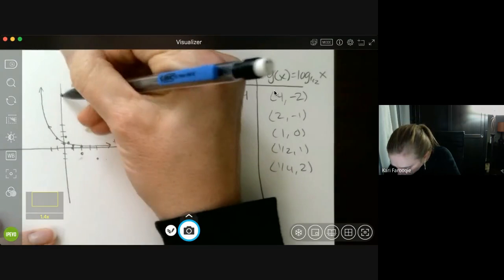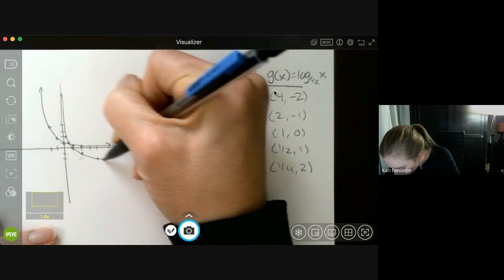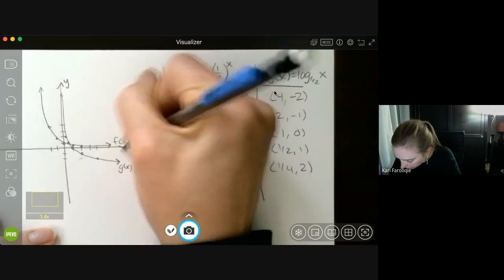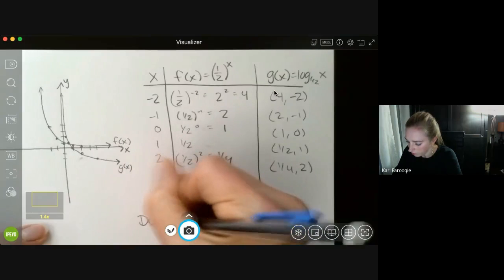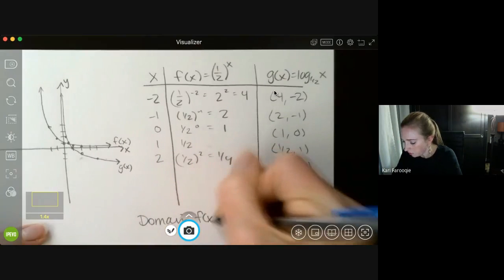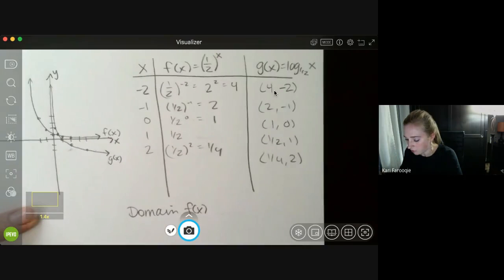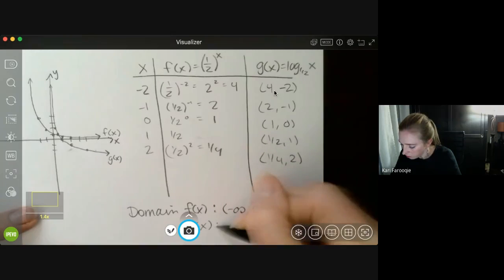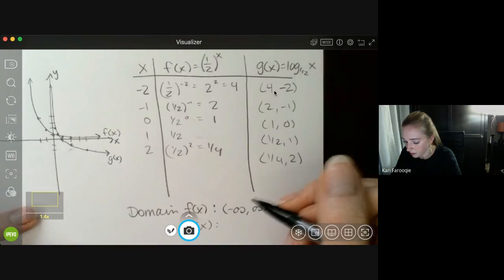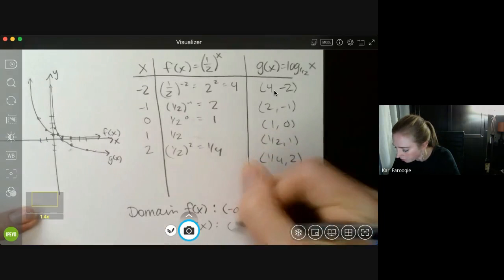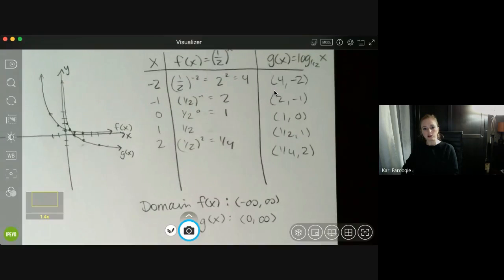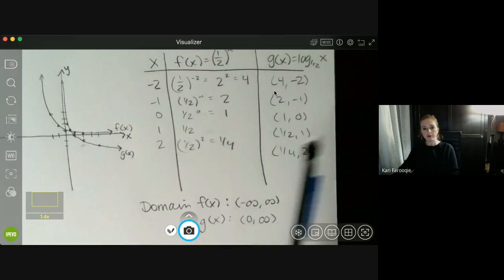Remember that these are inverse functions. A log function has a vertical asymptote as the y-axis. So the domain for f of x is going to include any value of x. And for g of x, your domain is going to include only positive values of x. So only values to the right of the y-axis. Okay. That would be how to graph f and g. Those are inverse functions. So graph the exponential, invert the points to get the log function.